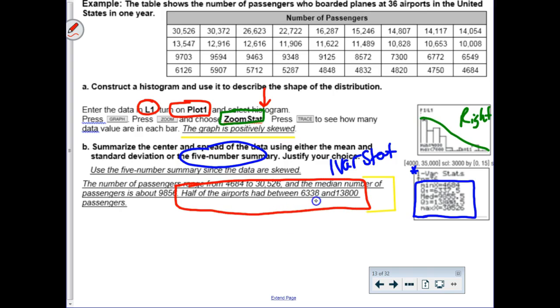So half of the airports are between. So that's the interquartile range numbers, from Q1 to Q3. That's a good representation of your middle 50% of your data. So when your data is all skewed, you don't really want to look at just the average. It's going to be messed up. All right.